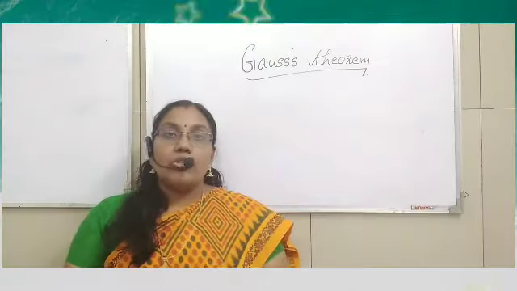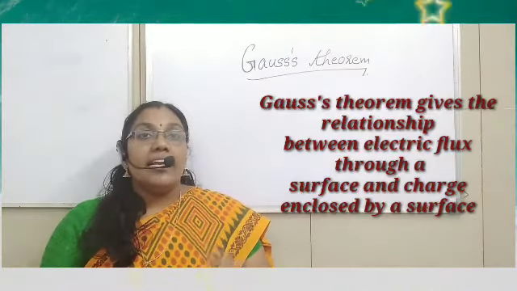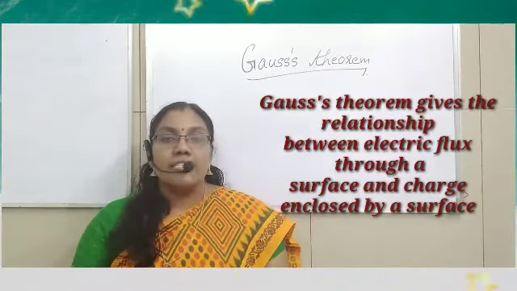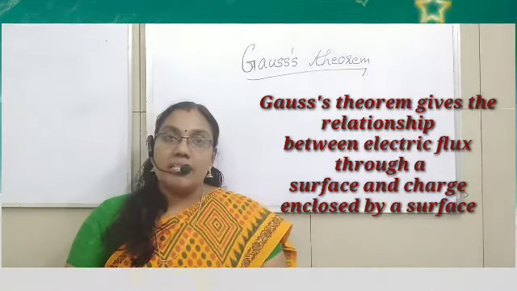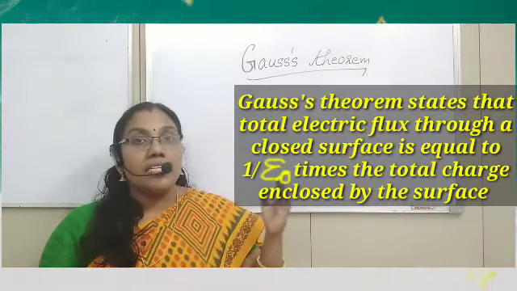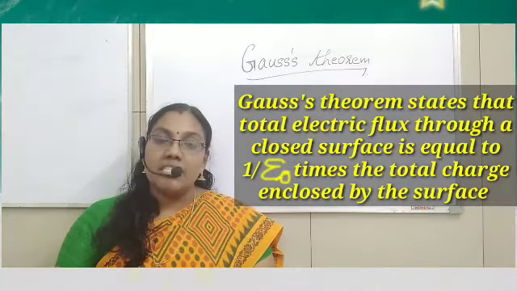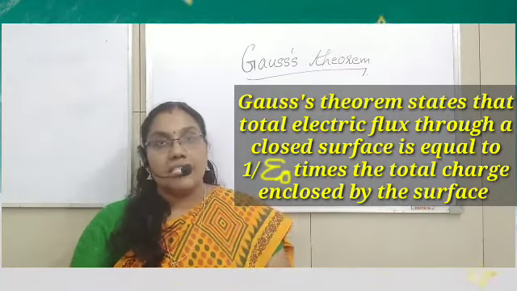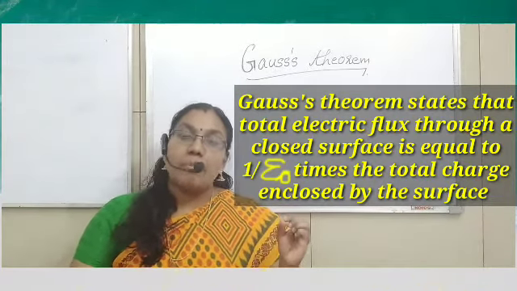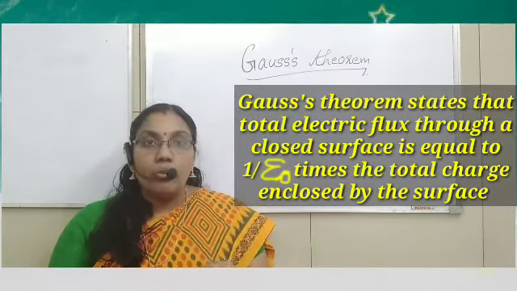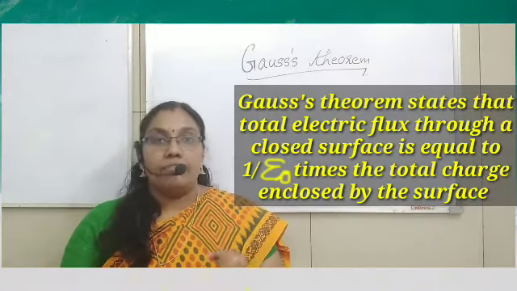Now we can discuss Gauss theorem in electrostatics. Gauss theorem gives the relation between total electric flux through any closed surface and the charge enclosed by the surface. The statement of Gauss theorem is: the total electric flux passing through a closed surface is equal to 1 by epsilon 0 times the charge enclosed by the surface.